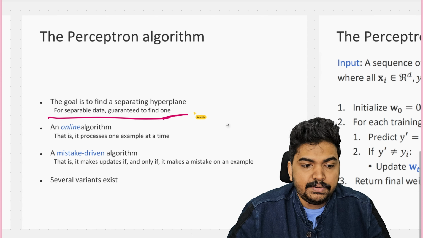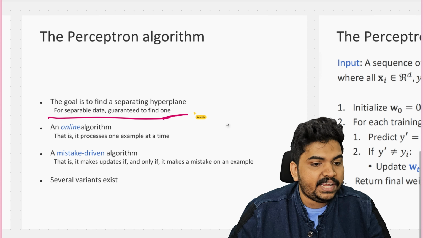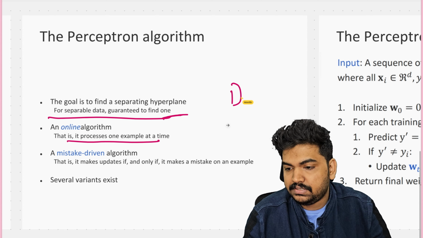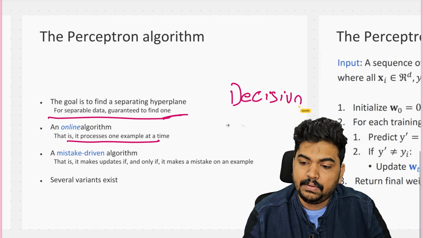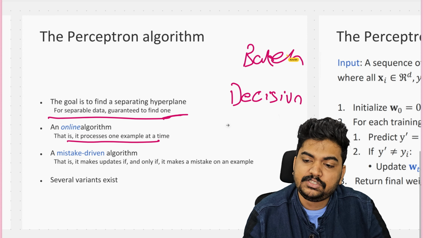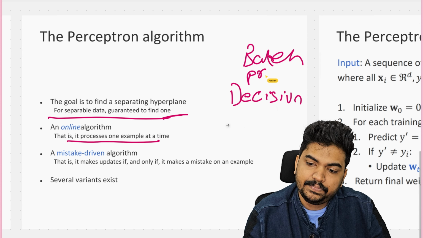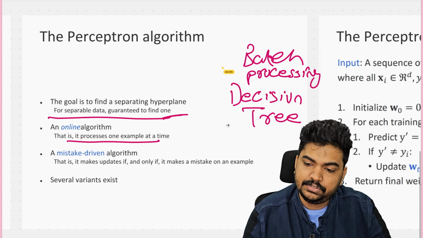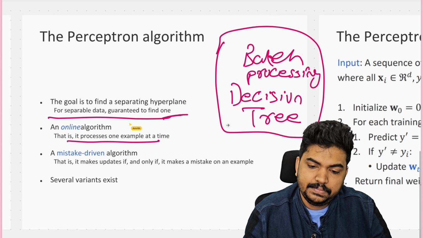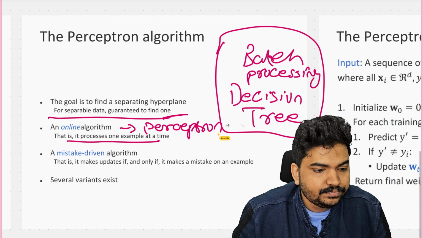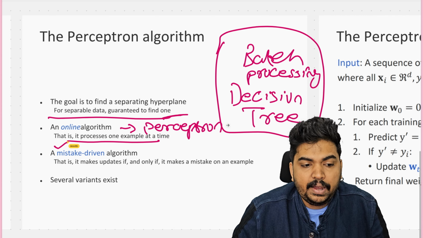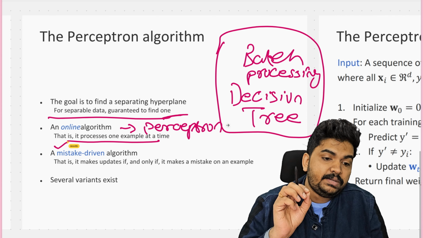It was originally published as an online algorithm where exactly one example is processed at a time. When we discussed decision trees, we mentioned batch processing, where a batch of the input has to be seen at once. That was for decision trees. For perceptrons, these are online algorithms. It is also a mistake-driven algorithm where updates are made if and only if it makes a mistake on an example.